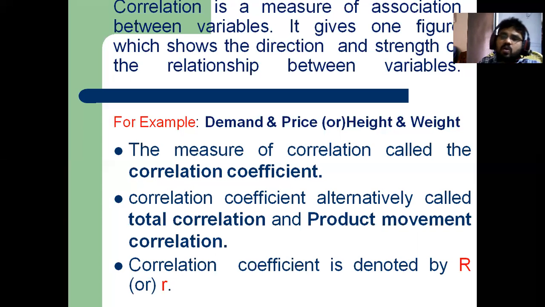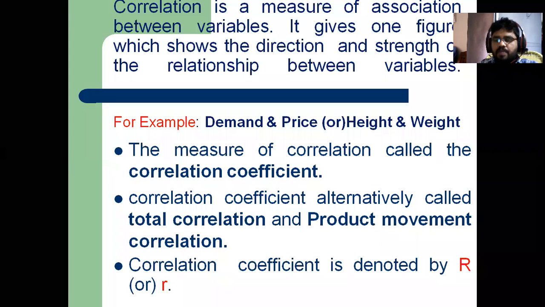Then the correlation coefficient is denoted by capital R and small r. This is also important. Where do we use capital R and where small r? Capital R is used when we have population data. Small r is used when we have sample data. Remember this clearly, sometimes they will ask it.